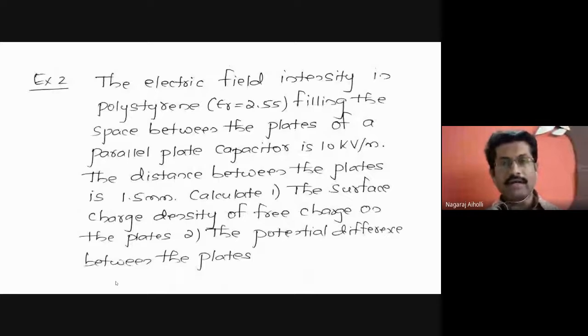The electric field intensity in polystyrene, that is epsilon r is equal to 2.55, filling the space between the plates of a parallel plate capacitor is 10 kilovolt per meter. The distance between the plates is 1.5 millimeter. Calculate first one, the surface charge density of free charge on the plates. Second, the potential difference between the plates.